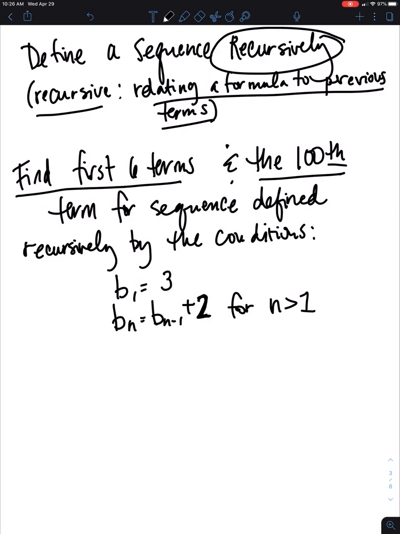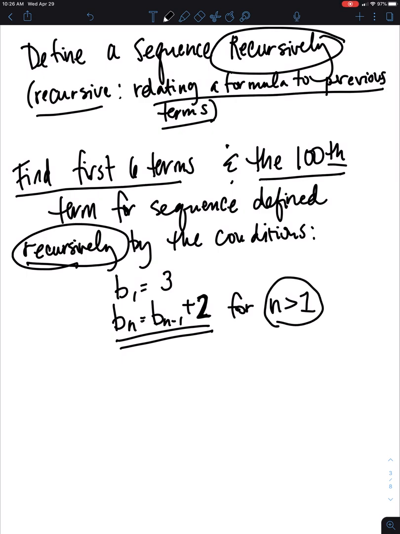For the sequence defined recursively by the conditions B1 equals 3, and then here's the formula that they want you to use. And this means they want n to be greater than 1, so you have to start at n equals 2, because we already know B1, by the way. So I'm going to make a list over here: B1, B2, B3, B4, B5, B6. We want to find the first 6 terms.